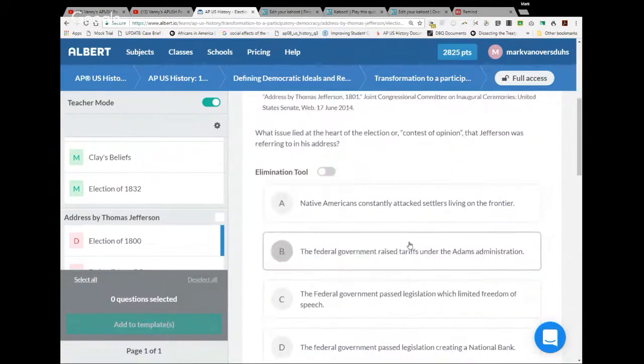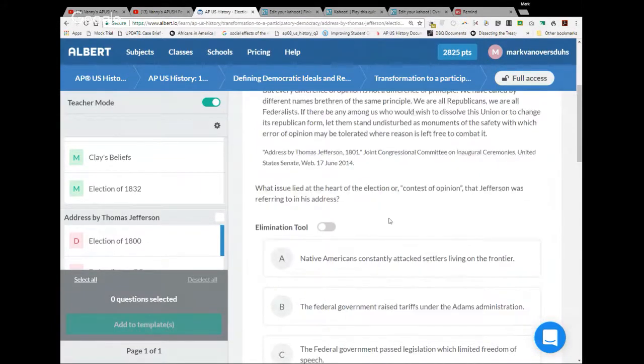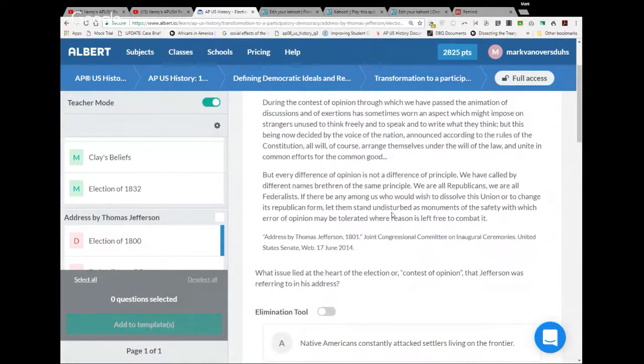So let's see here. What issue lied at the heart of the election or contest of opinion that Jefferson was referring to in this address? Now think about this for just a second. If you look at this question right away and you've looked through here where you see an address by Thomas Jefferson in 1801, Joint Congressional Committee on Inaugural Ceremonies, you might not have to read this as closely, because you would hopefully know that this is Jefferson's first inaugural address.